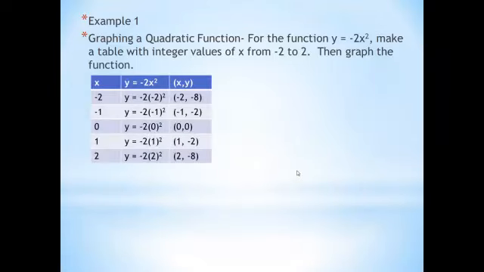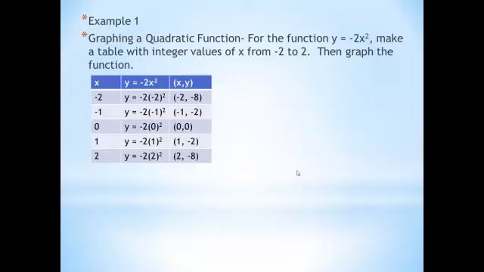Here's our table. We have our x's, negative 2, negative 1, 0, 1, and 2, and we've substituted in for x in our function of y equals negative 2x squared. So y equals negative 2 times negative 2 squared, then y equals negative 2 times negative 1 squared, y equals negative 2 times 0 squared, y equals negative 2 times 1 squared, and y equals negative 2 times 2 squared.